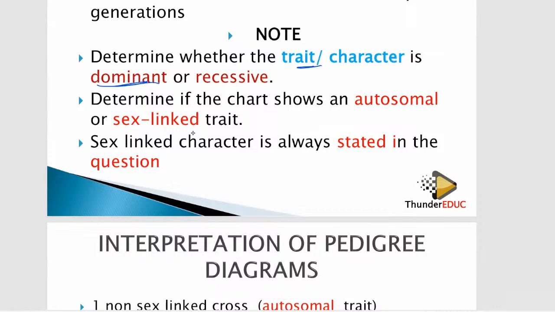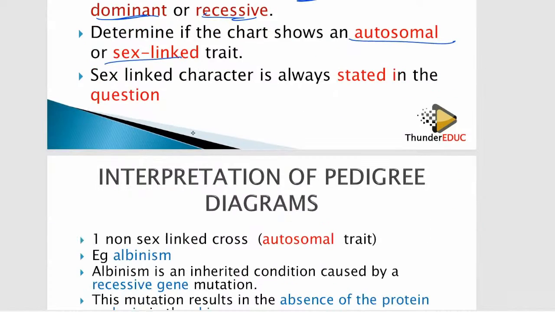Now, they're telling you to determine whether the trait or character is dominant or recessive. What is it caused by? Is it caused by a dominant allele or a recessive allele? You need to know that. You need to know whether it's sex-linked or autosomal. Autosomal means you don't use X and Y, while sex-linked means you're supposed to use X and Y. Then they're saying that a sex-linked character is always stated. They will tell you in the question that this is a sex-linked character.